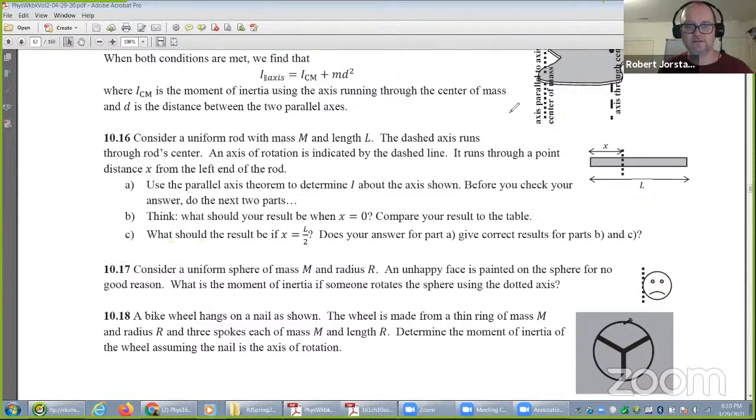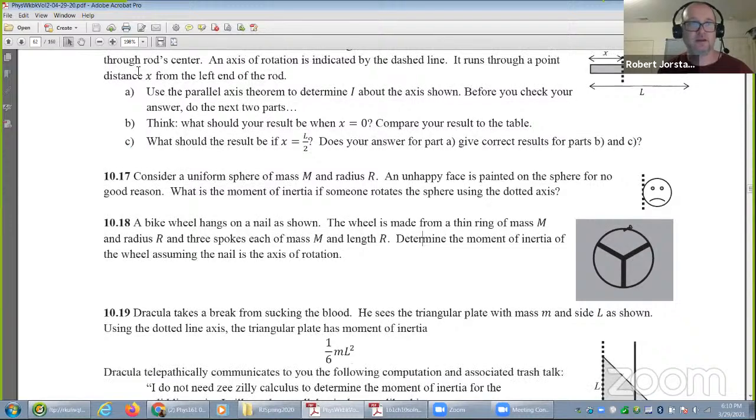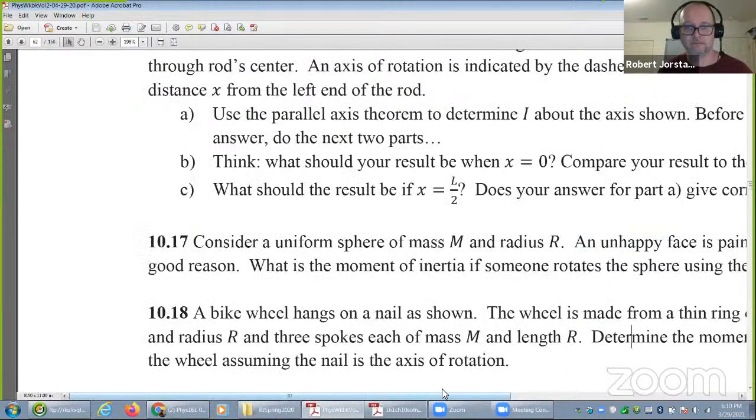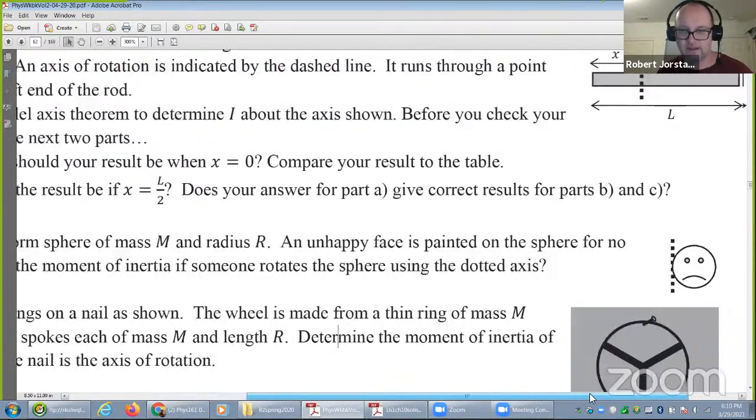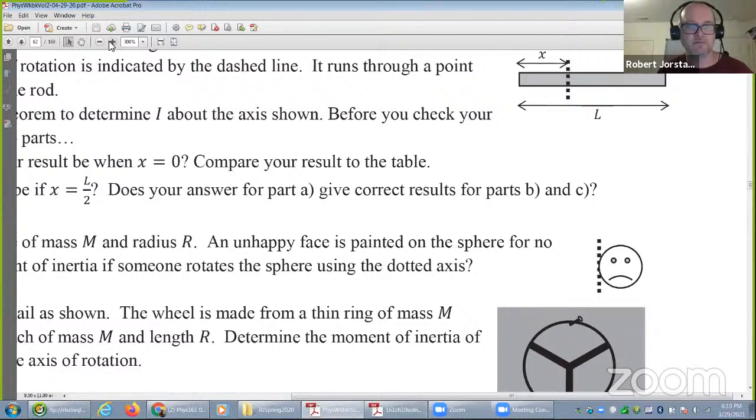All right. Let's go down to here. I'm going to make this a little bigger. So you have a bike wheel hanging on a nail. The thin ring has mass m and radius r, and each of the three spokes has mass m. So everything's mass m. All right. So we're looking at this one. I'm going to make it even bigger. I'll just do it on the board.